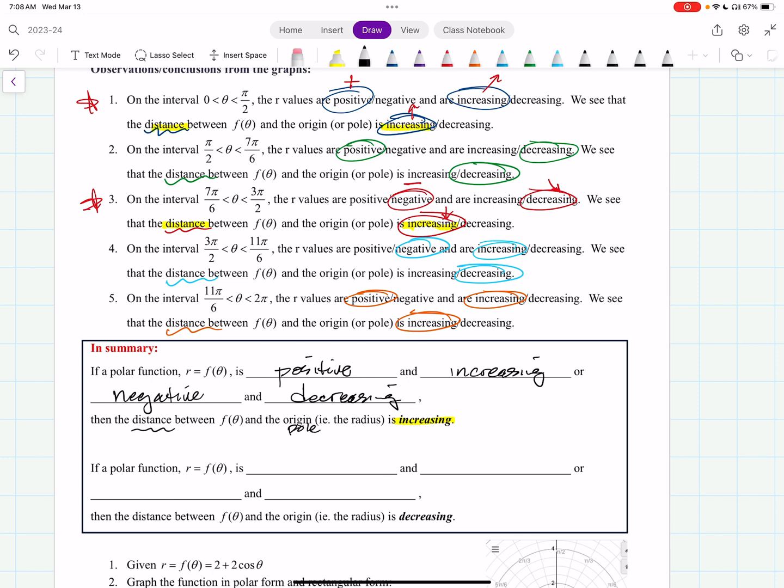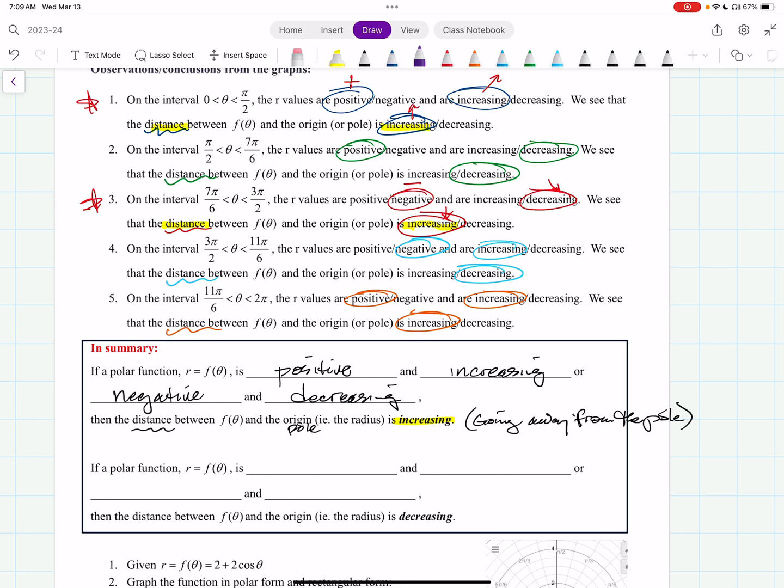Okay, you're going away from the pole. In other words, going away from the pole. There we go. Next one. Let's see here. So what else is going on?